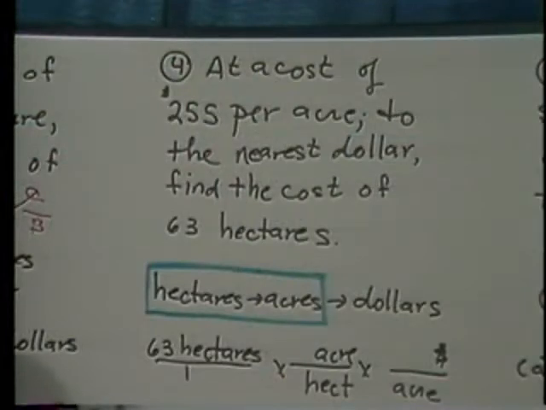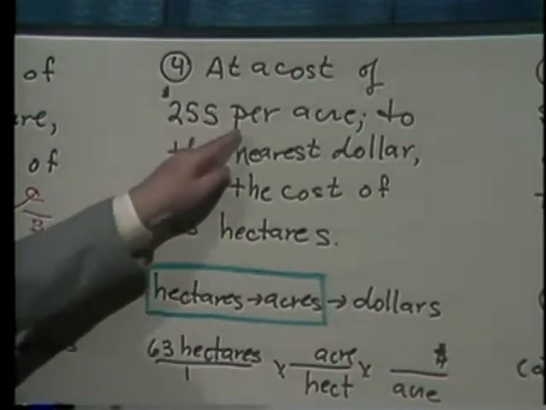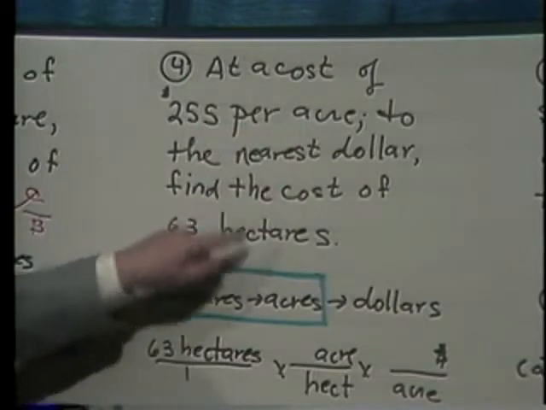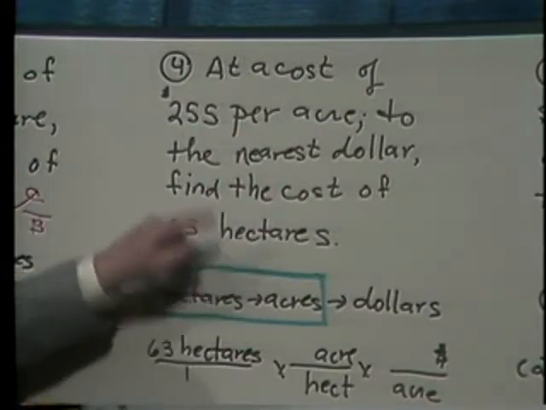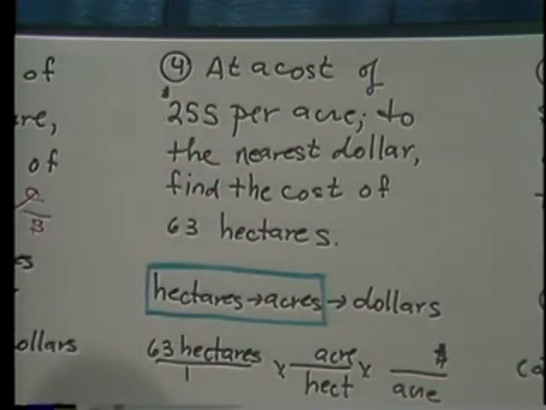Now, problem 4 matches up with problem 3 in much the same way that 1 and 2 match. Do you see what I've done now? I've interchanged the words acre and hectare. Problem number 3 said, at a cost of $255 per hectare, find the cost of 63 acres. So now I've written, at a cost of $255 per acre, to the nearest dollar, find the cost of 63 hectares.